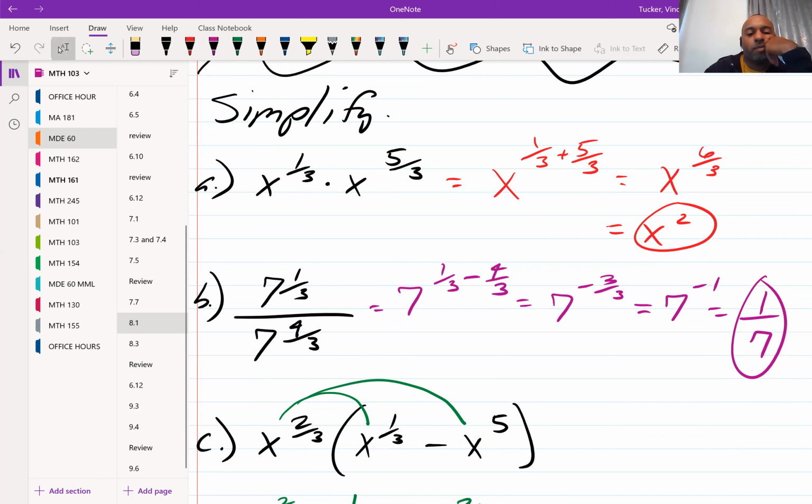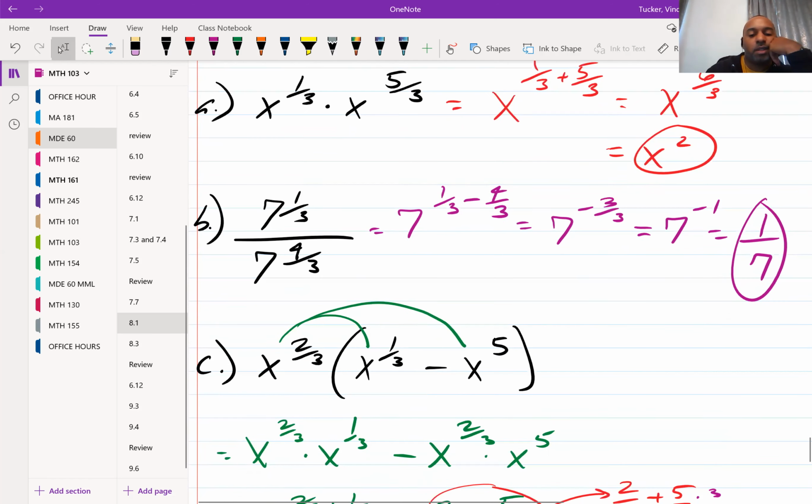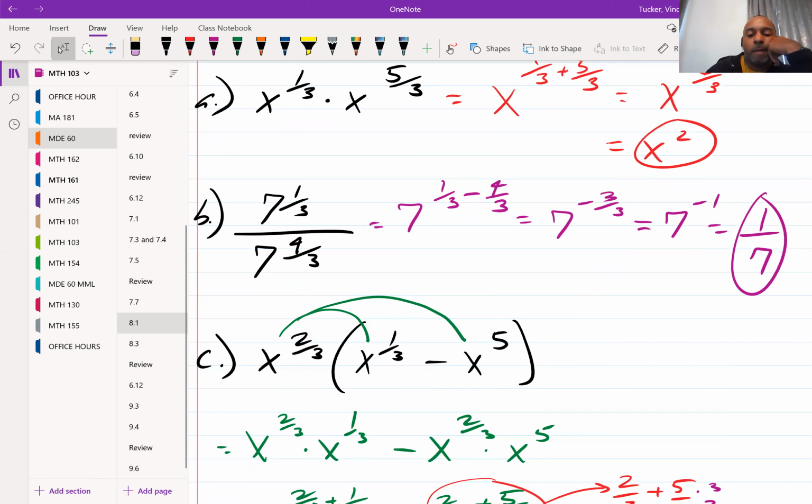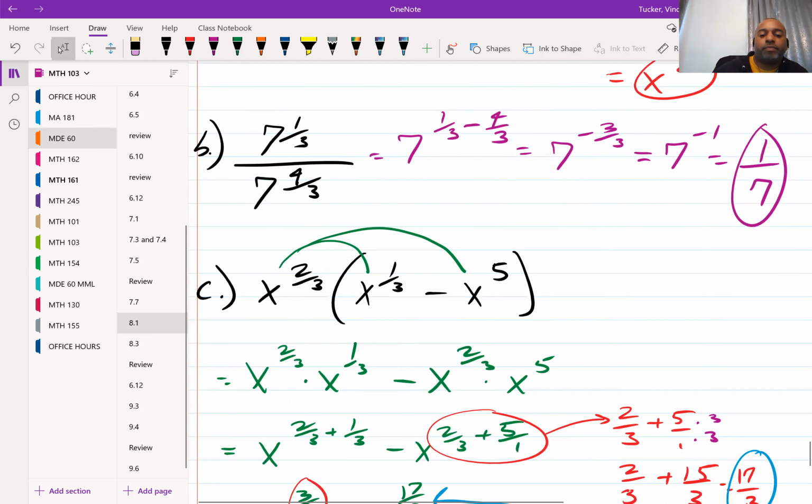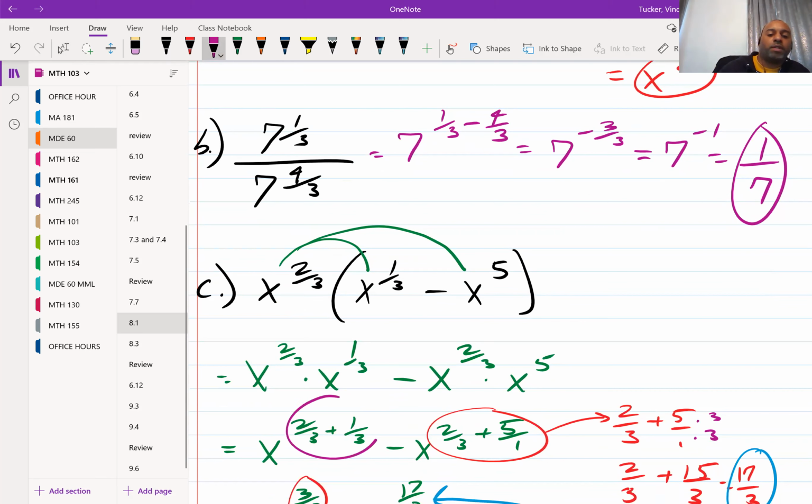All right, so C, x to the 2/3 times x to the 1/3 minus x to the 5th. Just like any other time that we have a term or number sitting outside of parentheses, we have to distribute it. x to the 2/3 times x to the 1/3 minus x to the 2/3 times x to the 5th. All right, so we add our exponents for each individual term. So that's what we did right here and then right here.